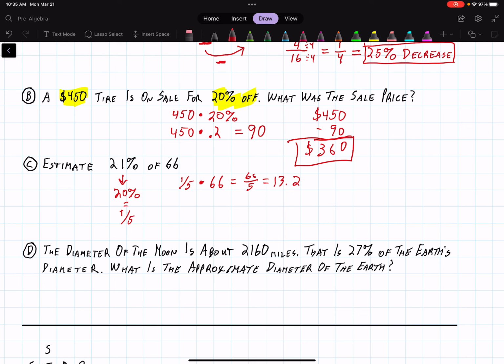Another way of doing this one, if you didn't mind, you could change this to 65, and then it would have 1/5 of 65, and that'd be 65 over 5, which would give us straight 13. So I would have accepted either one of these answers if you show your work.